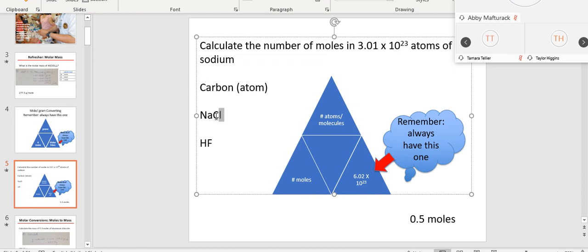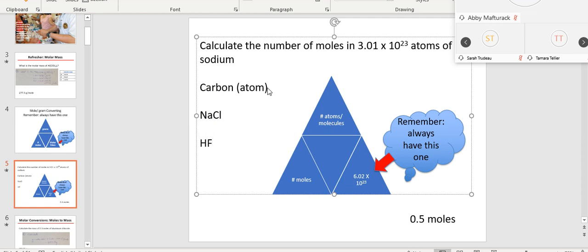Then maybe for this one here, I asked for the number of formula units. I found 10 formula units. And for this one here, maybe you would get 10 molecules of HF. And it's all using the same formula here. So I don't want you to get confused in all this.